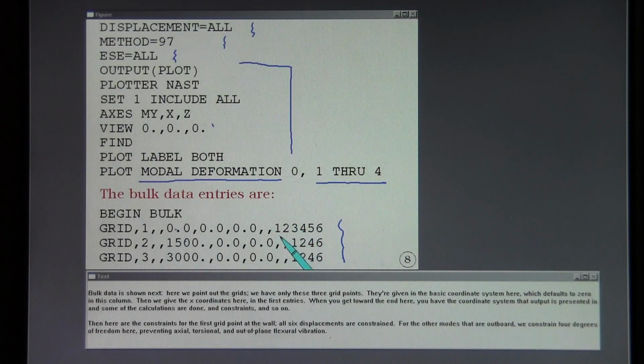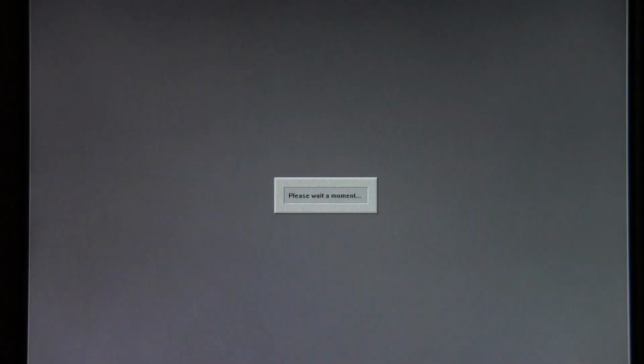And then here are the constraints for the first grid point at the wall. All 6 displacements are constrained. For the other nodes that are outboard, we constrain the 4 degrees of freedom here, preventing axial, torsional, and out-of-plane flexural vibration.